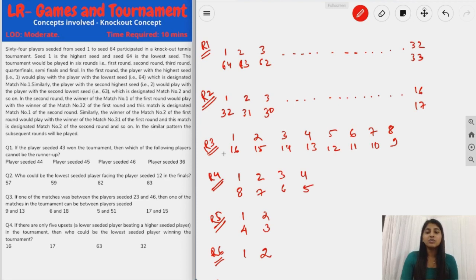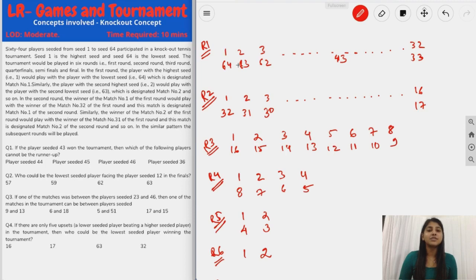So 43 would have played with whom in the first round? We have to figure that out. So how do we do it? We use a summing method because I have not completed the table. So instead of finding it for all of it, we can figure out who 43 was playing with. How? If you see here, there is a sum that is maintained.